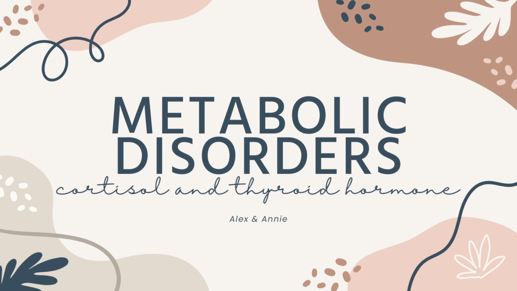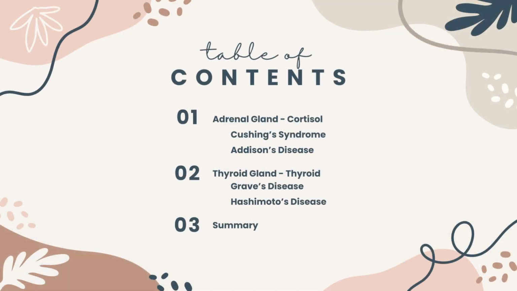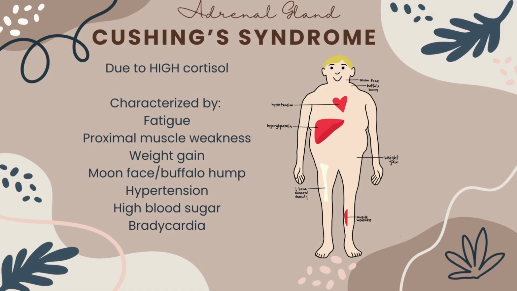Today we're talking about metabolic disorders, specifically those that affect cortisol and thyroid hormone. We'll break it down with just cortisol, dealing with the adrenal gland, which is Cushing syndrome and Addison's disease. Then we'll move to the thyroid gland and talk about Graves' disease and Hashimoto's disease, and then do a little summary and compare them. Starting us off, Cushing syndrome.